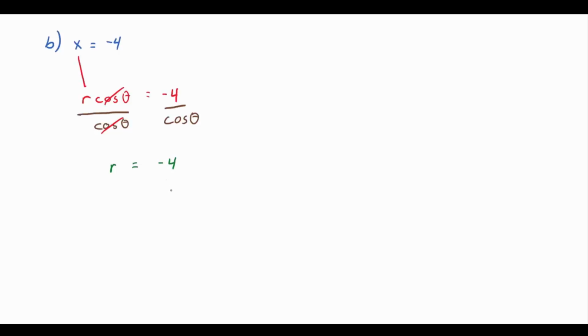Negative 4 times secant theta. There's more trig review for you, right? 1 over cosine theta is secant theta. So that would be a nice way to write it. Now, if you were going to plug it in your calculator, though, you'd have to type it in as negative 4 divided by cosine theta.